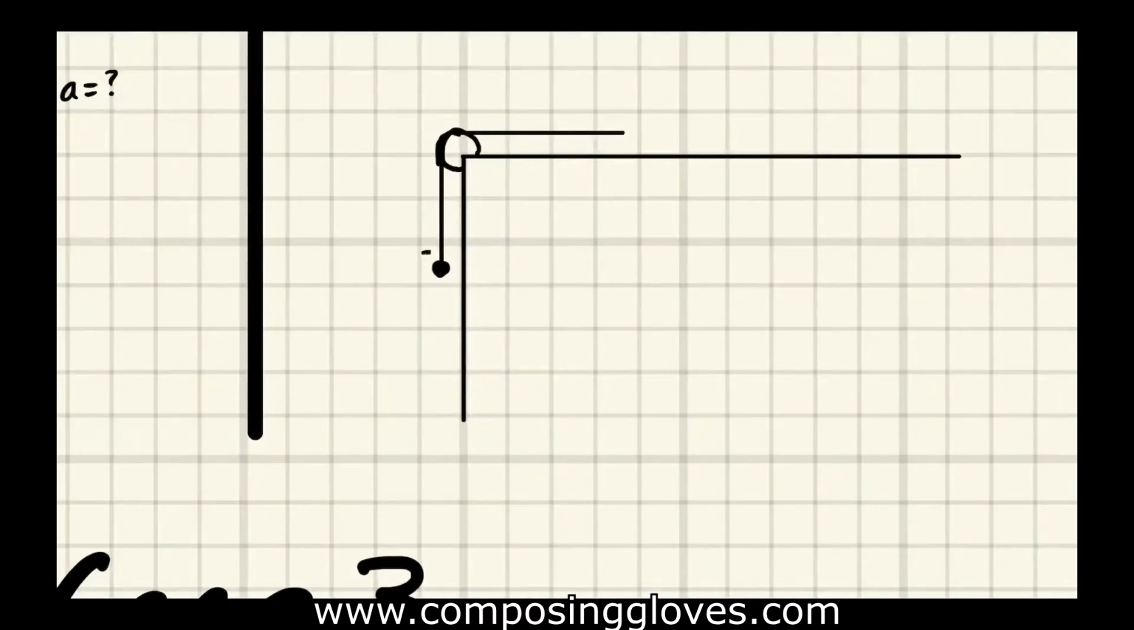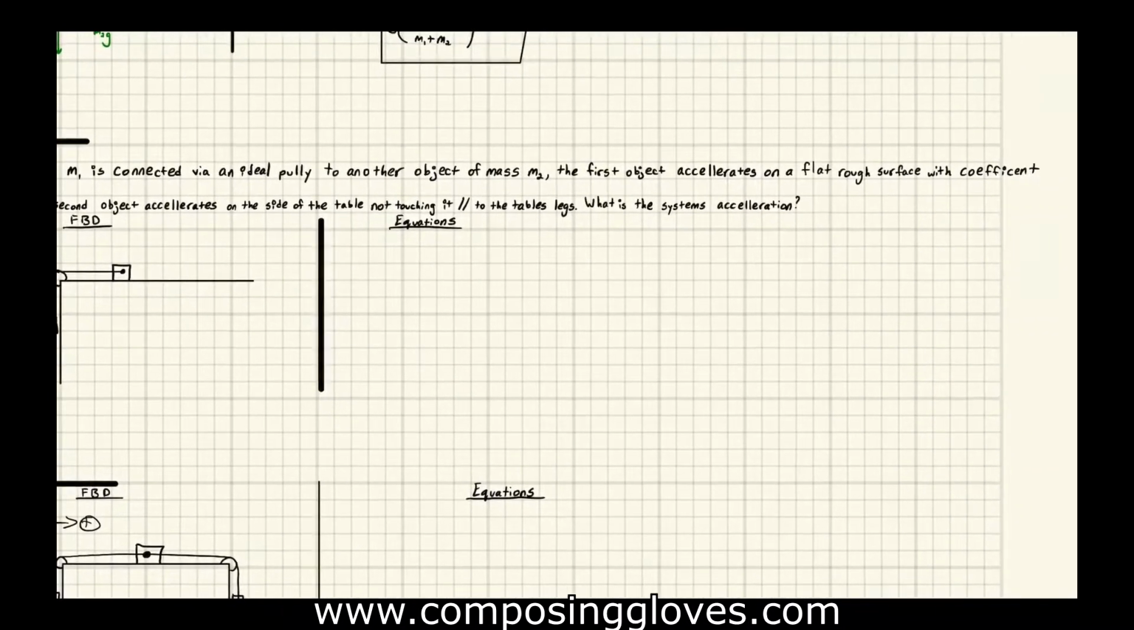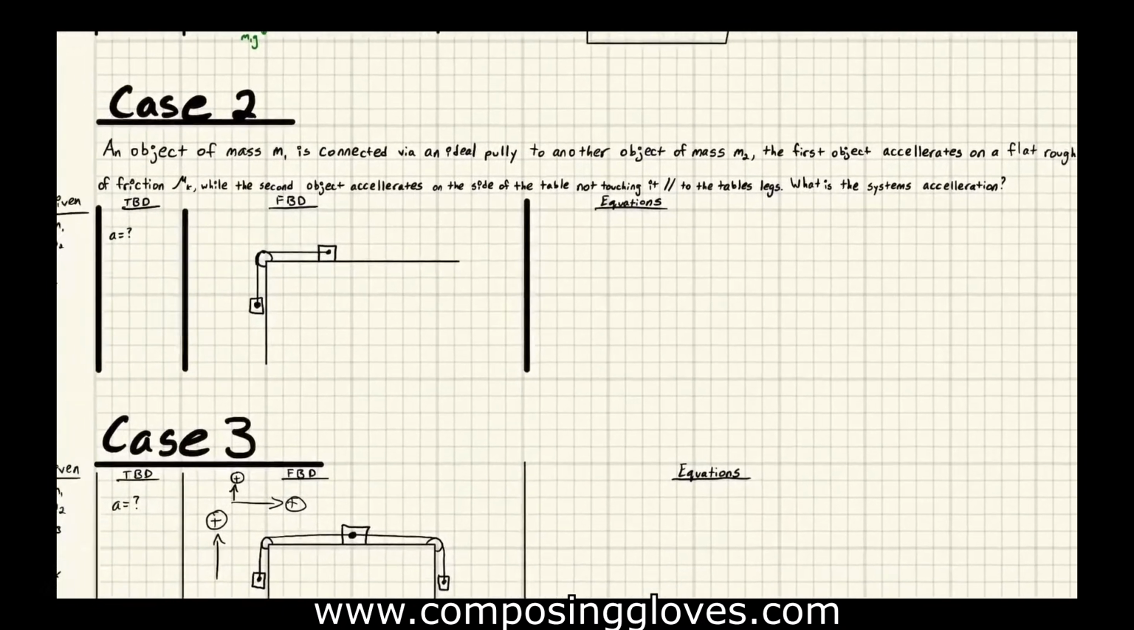They say this object on the side is not touching the table. This is really nice because this means we don't have to worry about friction as this object drags along that surface. This object over here is attached to the surface, so it's going to experience friction. And we say the first object accelerates on a flat rough surface.